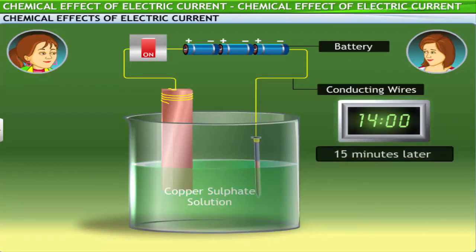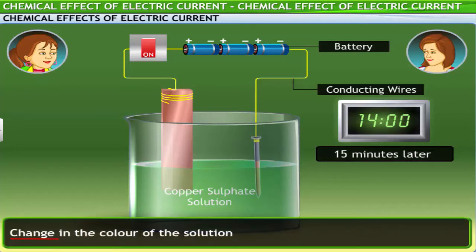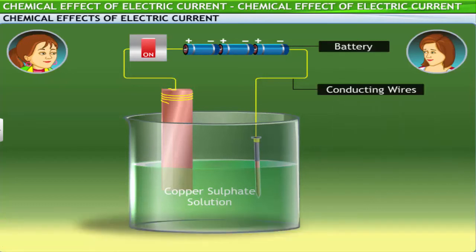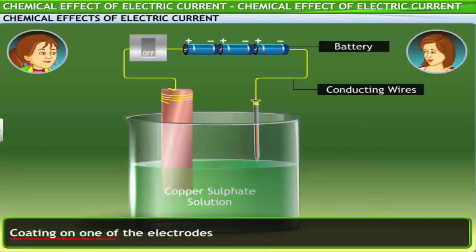Yes, the color of the solution has changed. From blue, it has gone green. Right. That's because of the chemical reaction in the solution. Simultaneously, as you can see, a deposit of copper takes place on the electrode connected to the negative terminal of the battery. So, the iron nail on this terminal has got a coppery tint now.